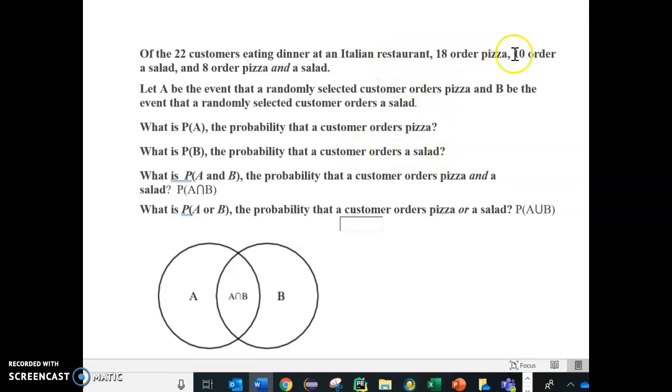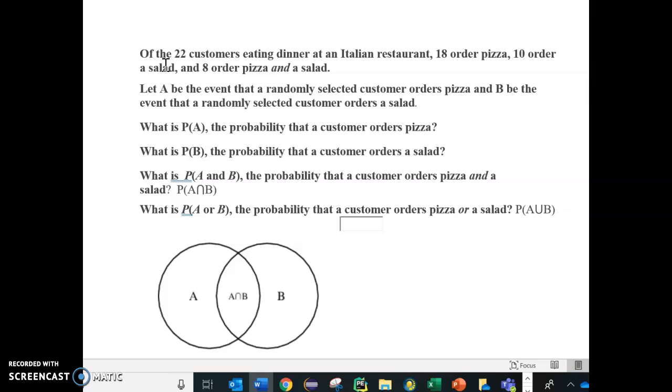The next question is, what's the probability of B, the probability that the customer orders a salad? There aren't as many of them. There are only 10 who order salad. So the probability would be 10 out of 22, or 5 out of 11. So that probability is about 45.5%. Now, those are both simple probabilities. There's no compounding there. We're not saying what's the probability of this and that, or this or that.